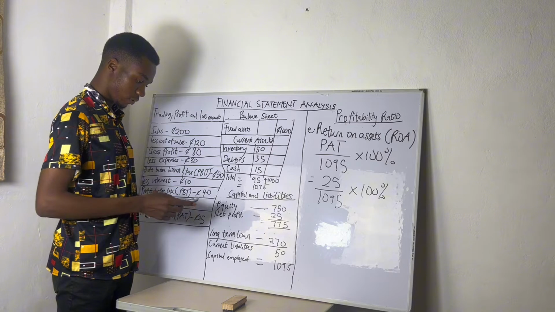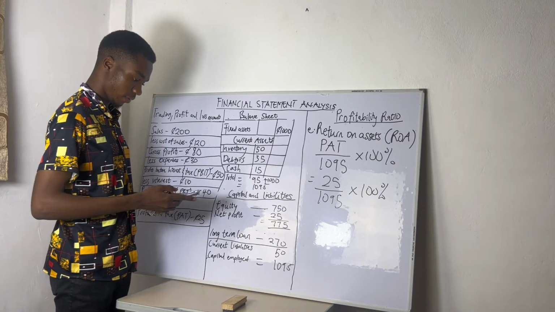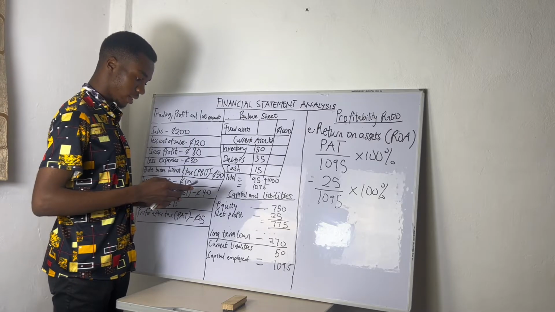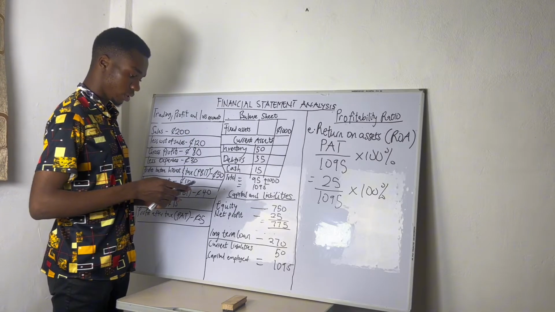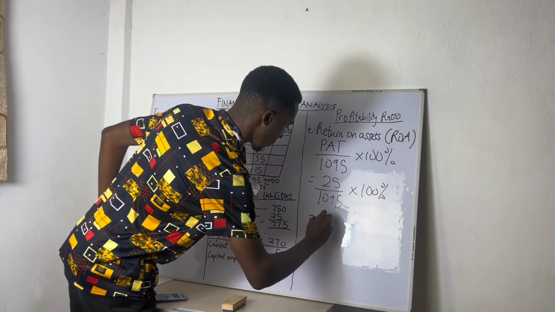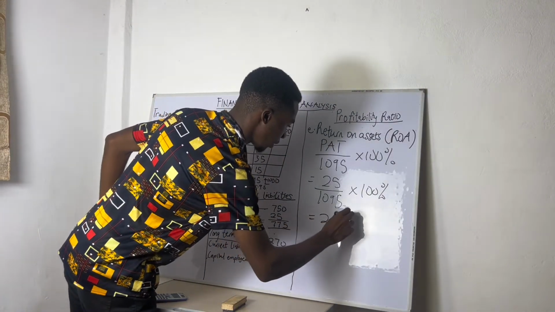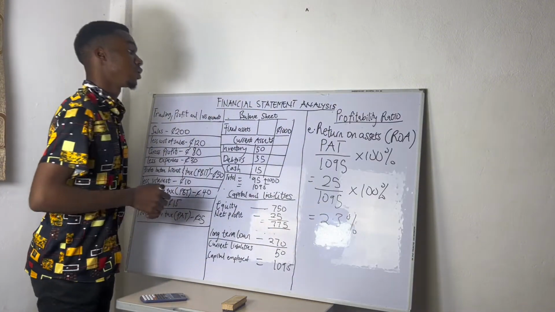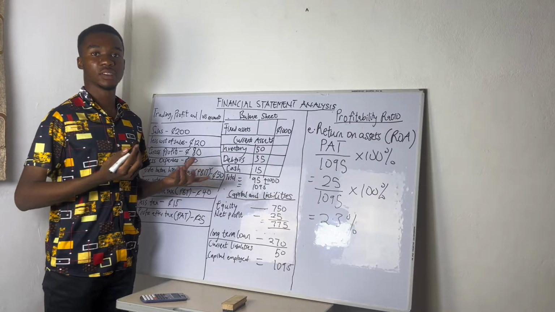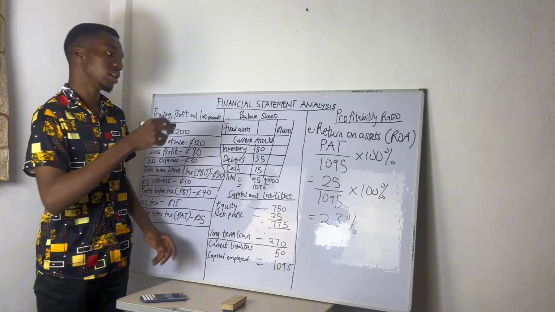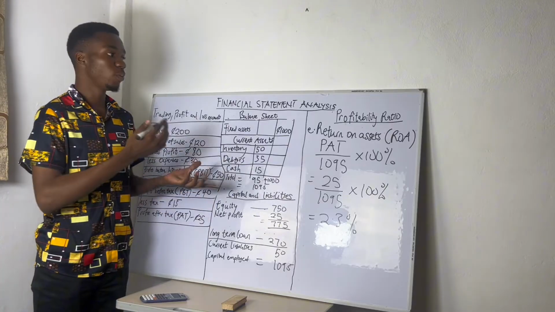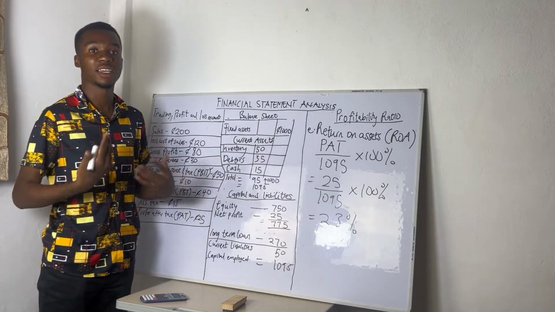So we have 25 over 1,095 times 100%, and we are getting 2.283. So we can just say 2.3%. Our return on asset is 2.3%. What this means is that 2.3% of the value of the asset is what you are getting as profit.